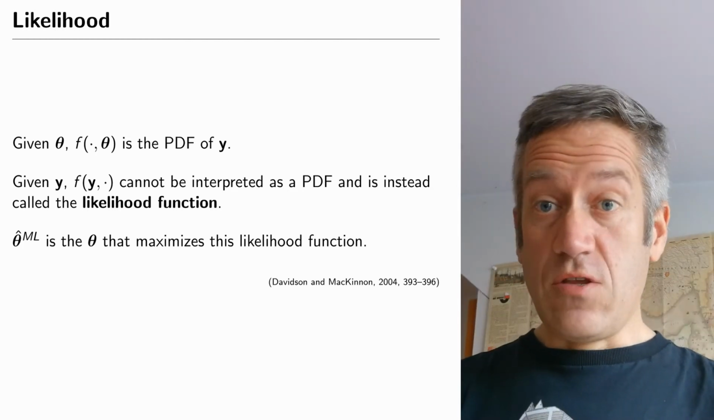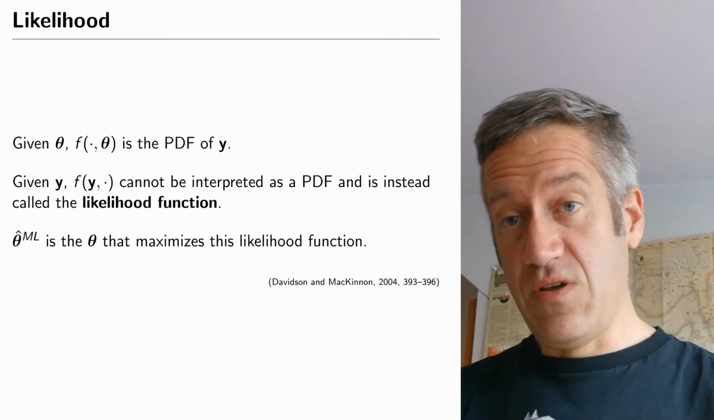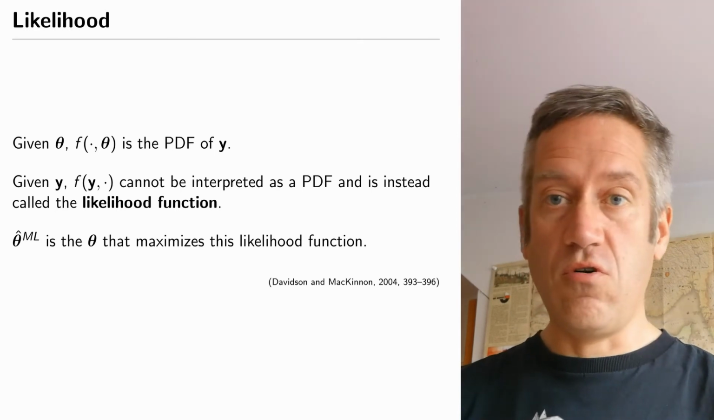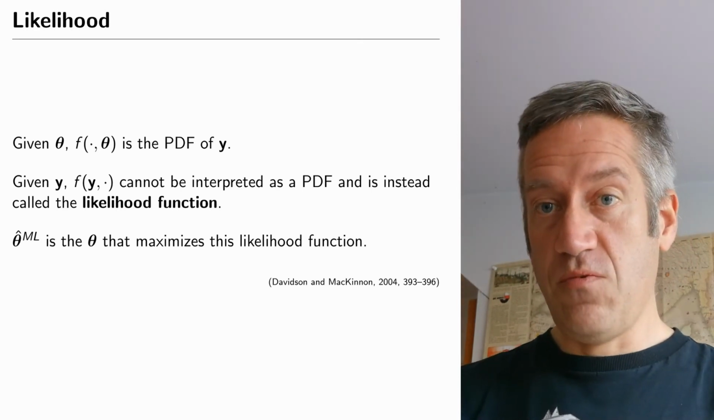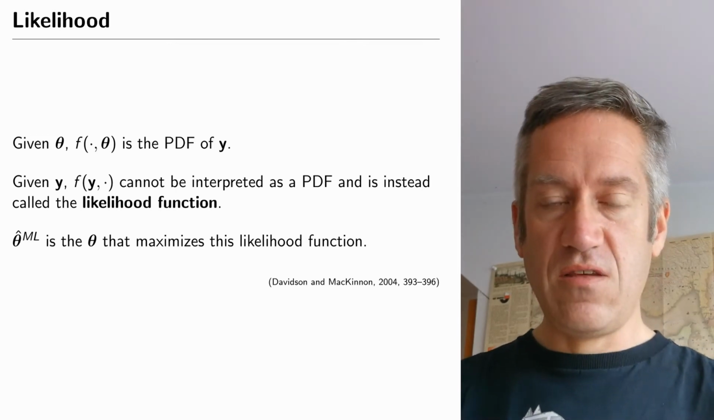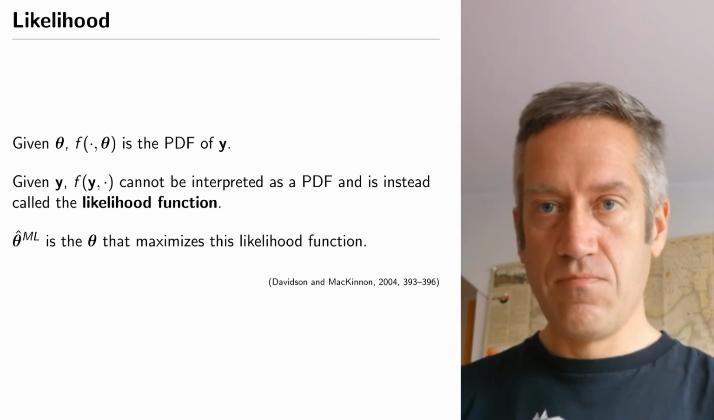So just to be clear, we are talking more or less about the same function, but it's a function that you can either visualize over different values of theta, the parameters, or over different values of y, the observations. If you do it over different possible values of y, we're talking about a probability density function. If you do it over different values of theta, we're talking about a likelihood function.